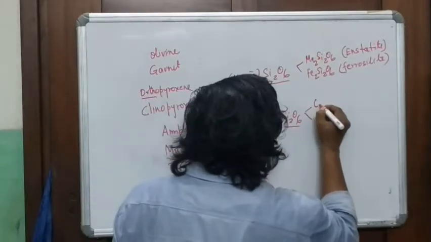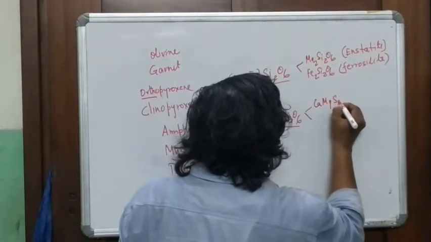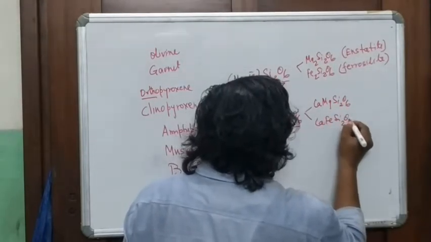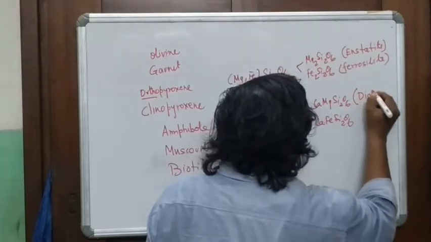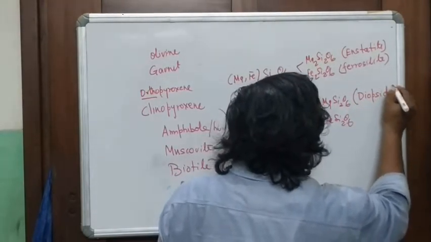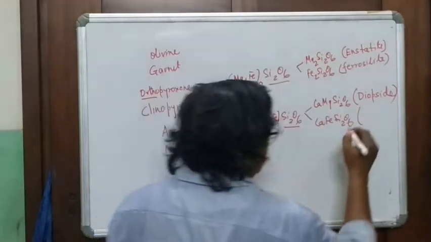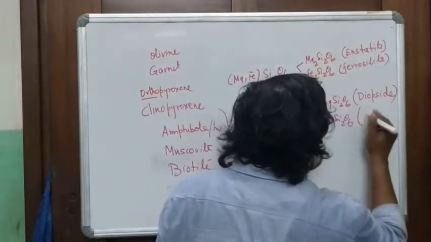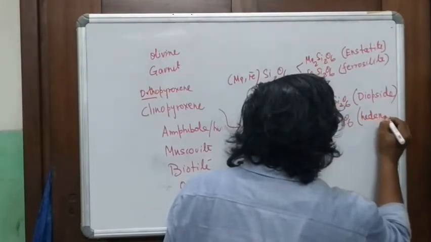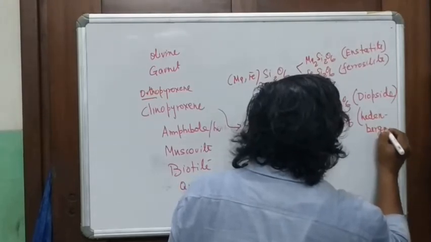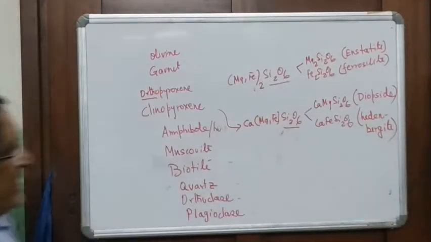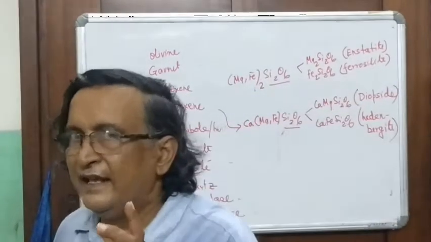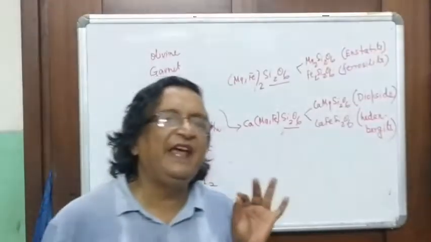And there are two end members again: CaMgSi2O6 and CaFeSi2O6. This mineral is called diopside, and this CaFeSi2O6 is called hedenbergite. I'm getting old.